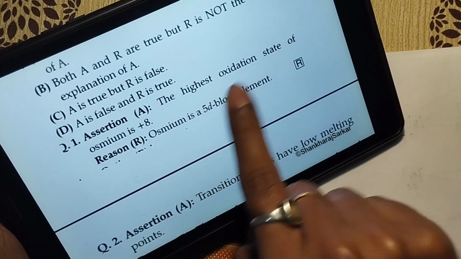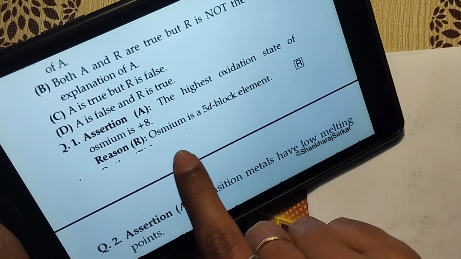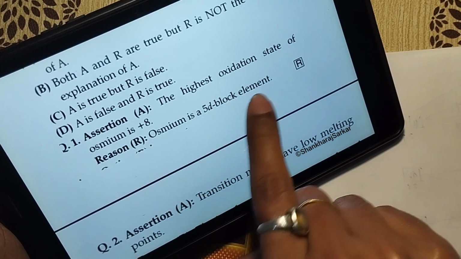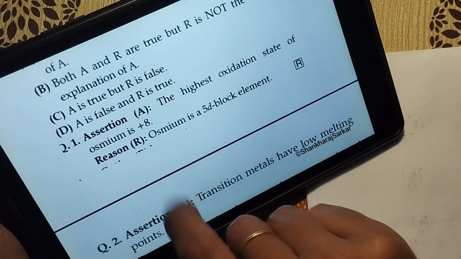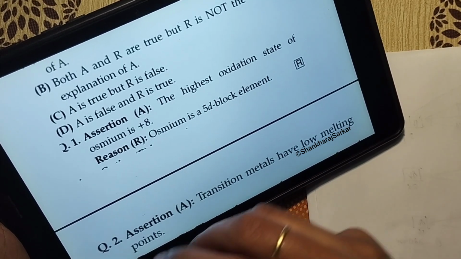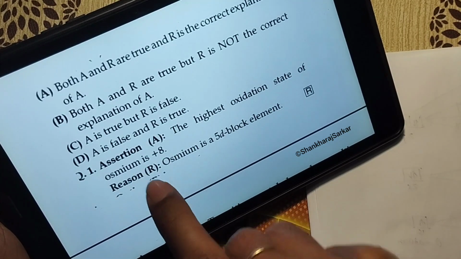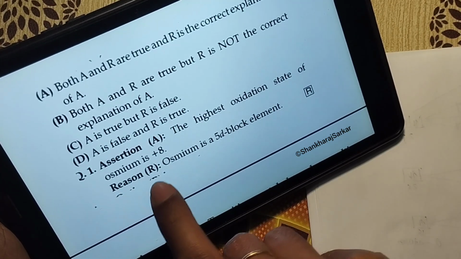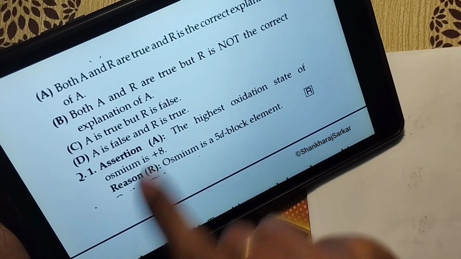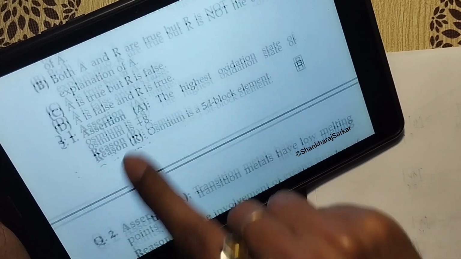Here the assertion is that the highest oxidation state of osmium is +8, which is correct. Osmium is a 5d block element. This option A is correct, but R is not the correct reason for this. So we have both A and R true, but R, the reason, is not the correct explanation for the assertion. So obviously B will be the correct option.